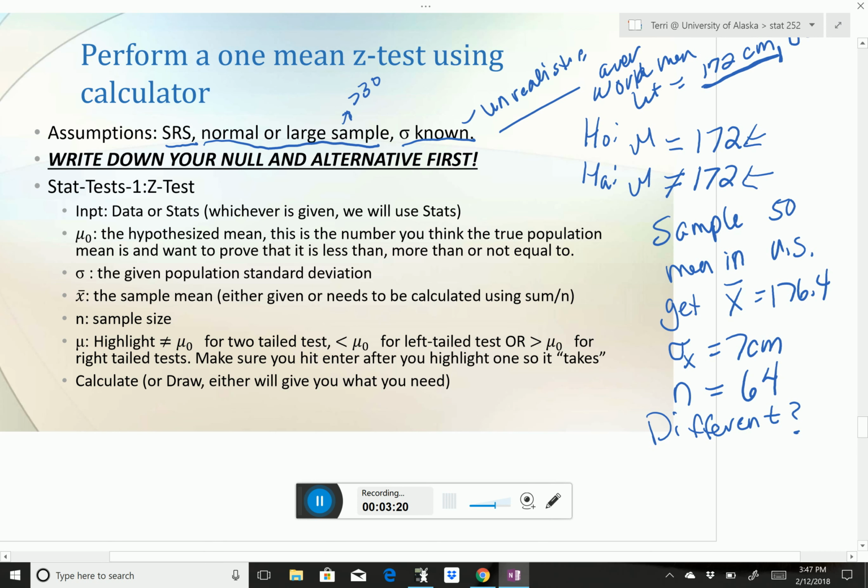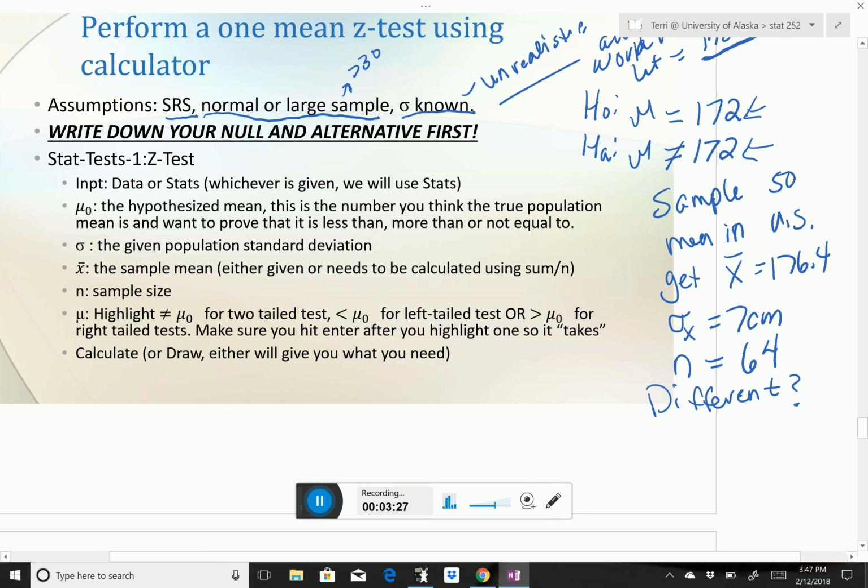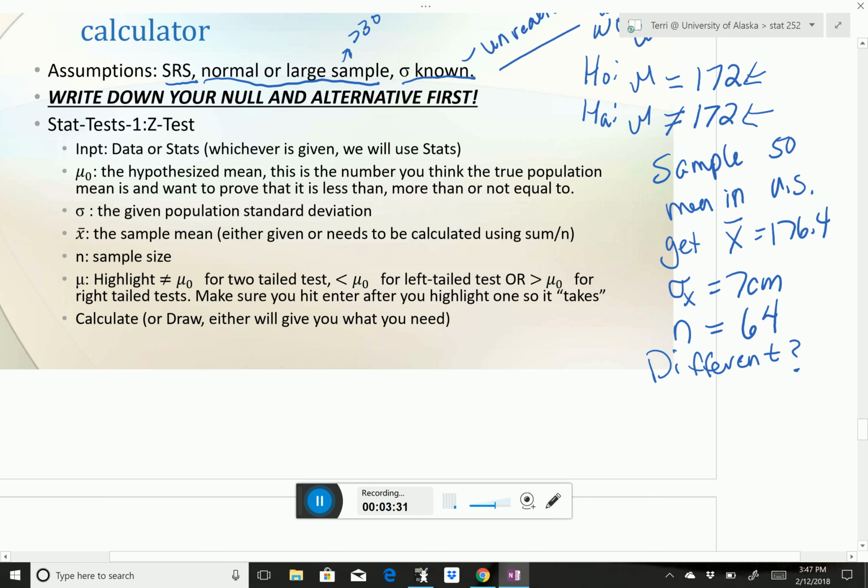Okay, so in your stat we're going to be inputting this. Before I do that, I want to take a look at what the calculator is going to be doing. First it's going to give you a test statistic, Z. Z is the standardized form of X bar: X bar minus mu naught over sigma over the square root of N. In our case, that's 176.4 minus mu naught, our hypothesized mean of 172, over 7 over the square root of 64. So we have 4.4 divided by 7/8, which is 0.875, I believe.